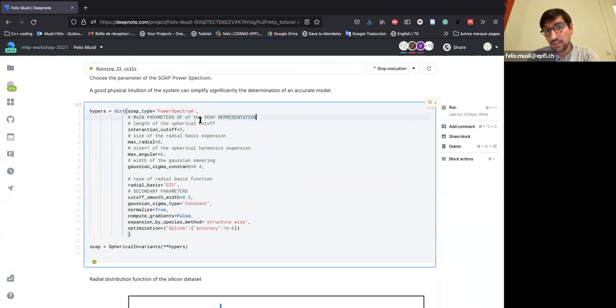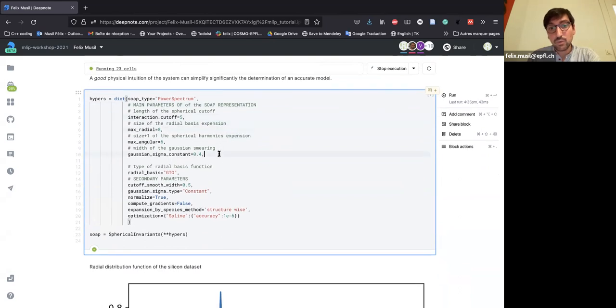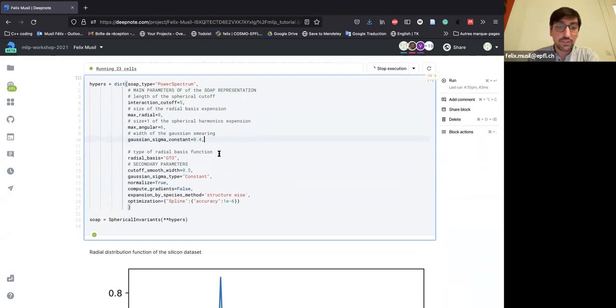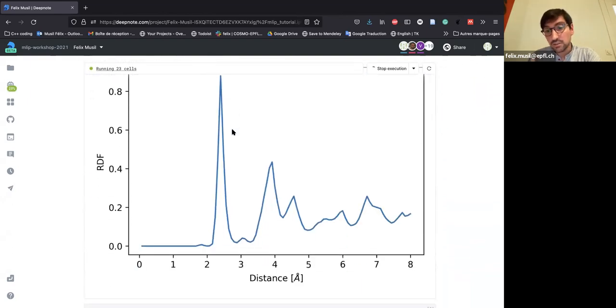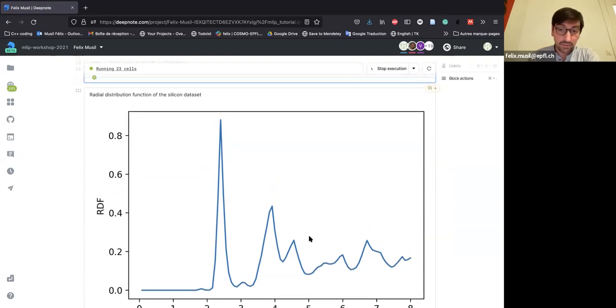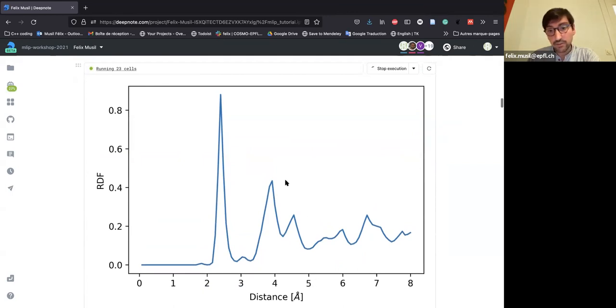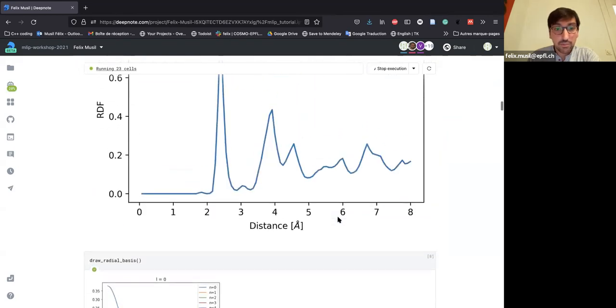Then we have mainly four parameters to define the SOAP representation: the cutoff, the width of the Gaussian that we use to represent the density, to smear the positions, and the number of radial and angular basis functions that we have. So let's see, the interaction cutoff, I chose 5. Here the numbers are really rough. I did not optimize them at all. So I chose 5 because if you look at the RDF for this data set, basically 5 angstrom is enough to see 3 neighboring shells.